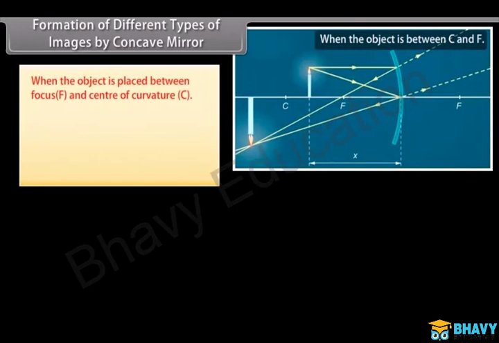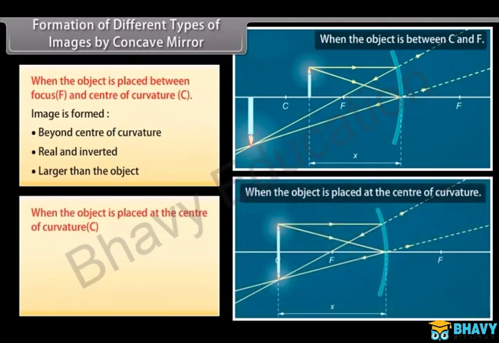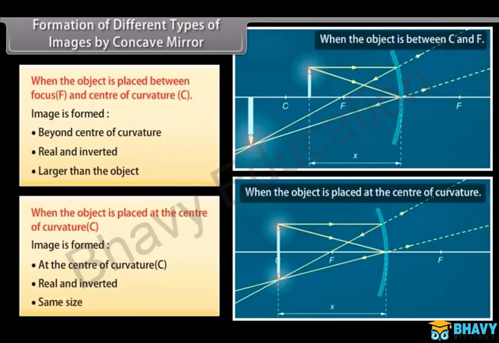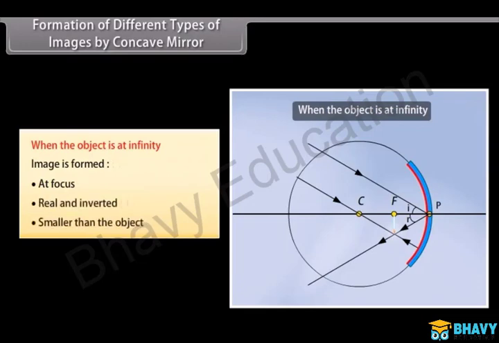When the object is placed between focus F and the center of curvature C, the image is formed beyond the center of curvature, real and inverted, larger than the object. When the object is placed at the center of curvature C, the image is formed at the center of curvature C, real and inverted, same size. When the object is at infinity, the image is formed at focus, real and inverted, smaller than the object.